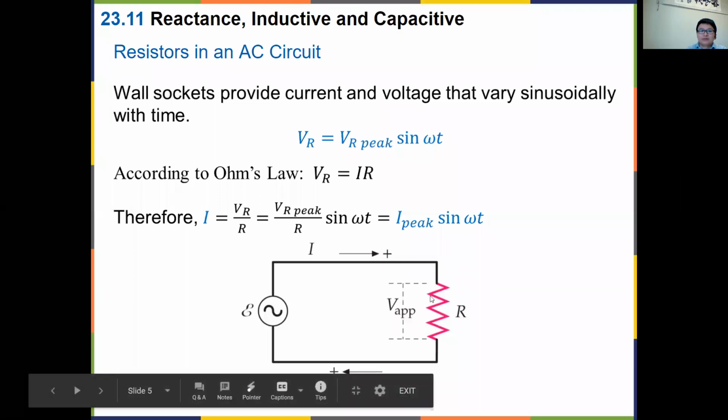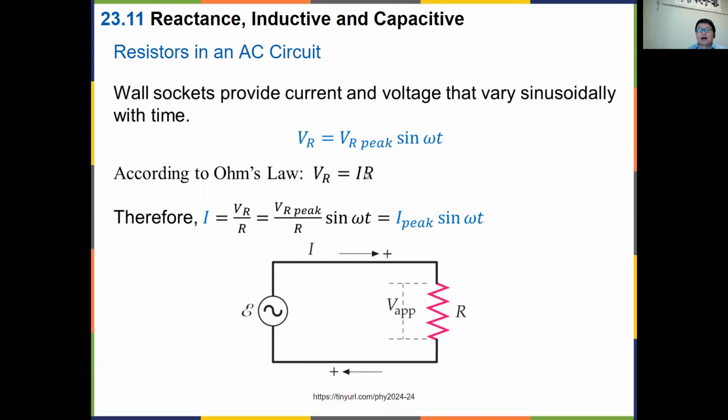You have a resistor powered by an AC source. According to Ohm's law, the voltage across the resistor should be equal to the current going through it times R. So we have VR, the AC power. Then current is equal to VR divided by R, which is VR peak value divided by R times the sine function. If you do VR peak divided by R, we call it I peak. So your current will also have a peak value, times this sine function.